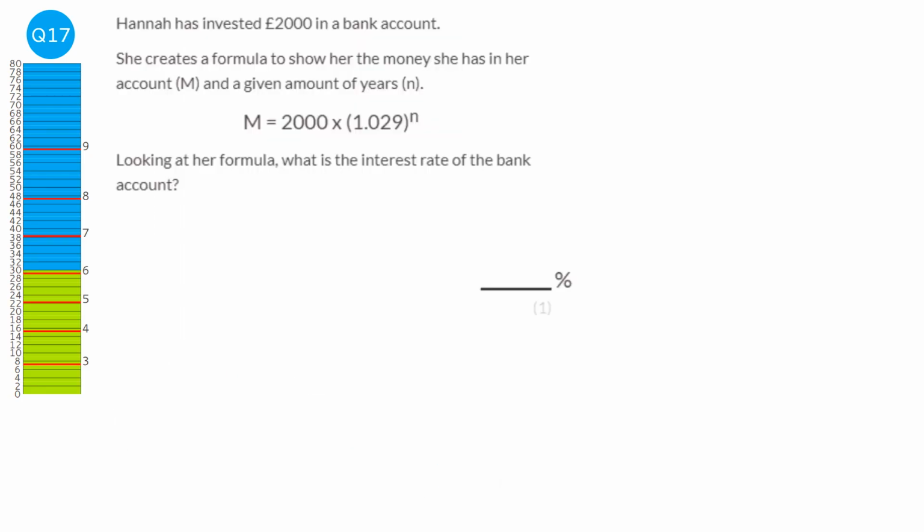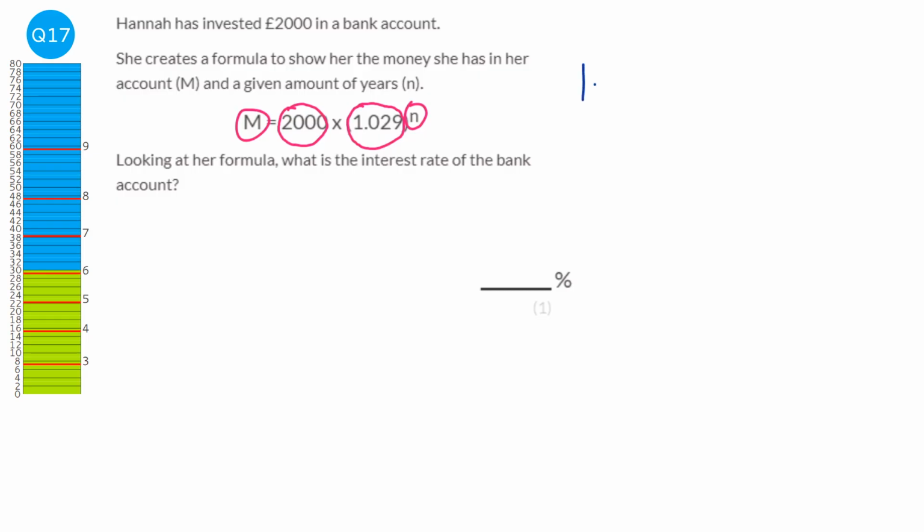So the way this formula works is we have m, which is the final amount. The 2000 here is our initial amount. The decimal in here is our multiplier. And the power here is the amount of years.